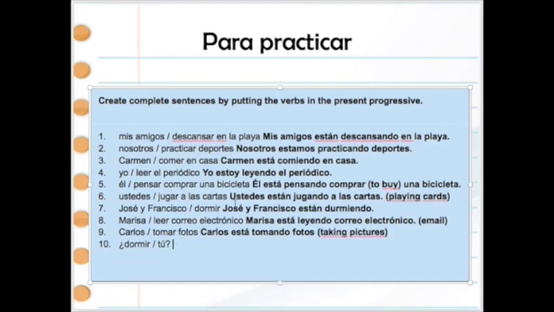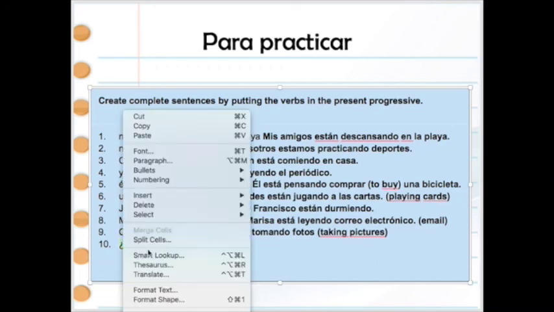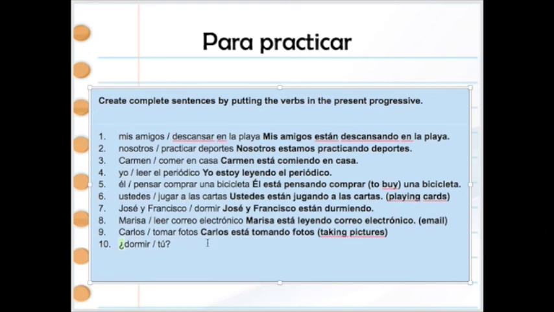Taking pictures. Okay, and then the last one we actually have a question. And when we have a question, we have the subject last. So here we're going to put the verb in front. And so we need to do an upside down question mark. If I can figure out how to do it here. You know what? I'm just going to copy and paste. Because sometimes you forget how to key in these things. Make it bold. Let's paste that in there.